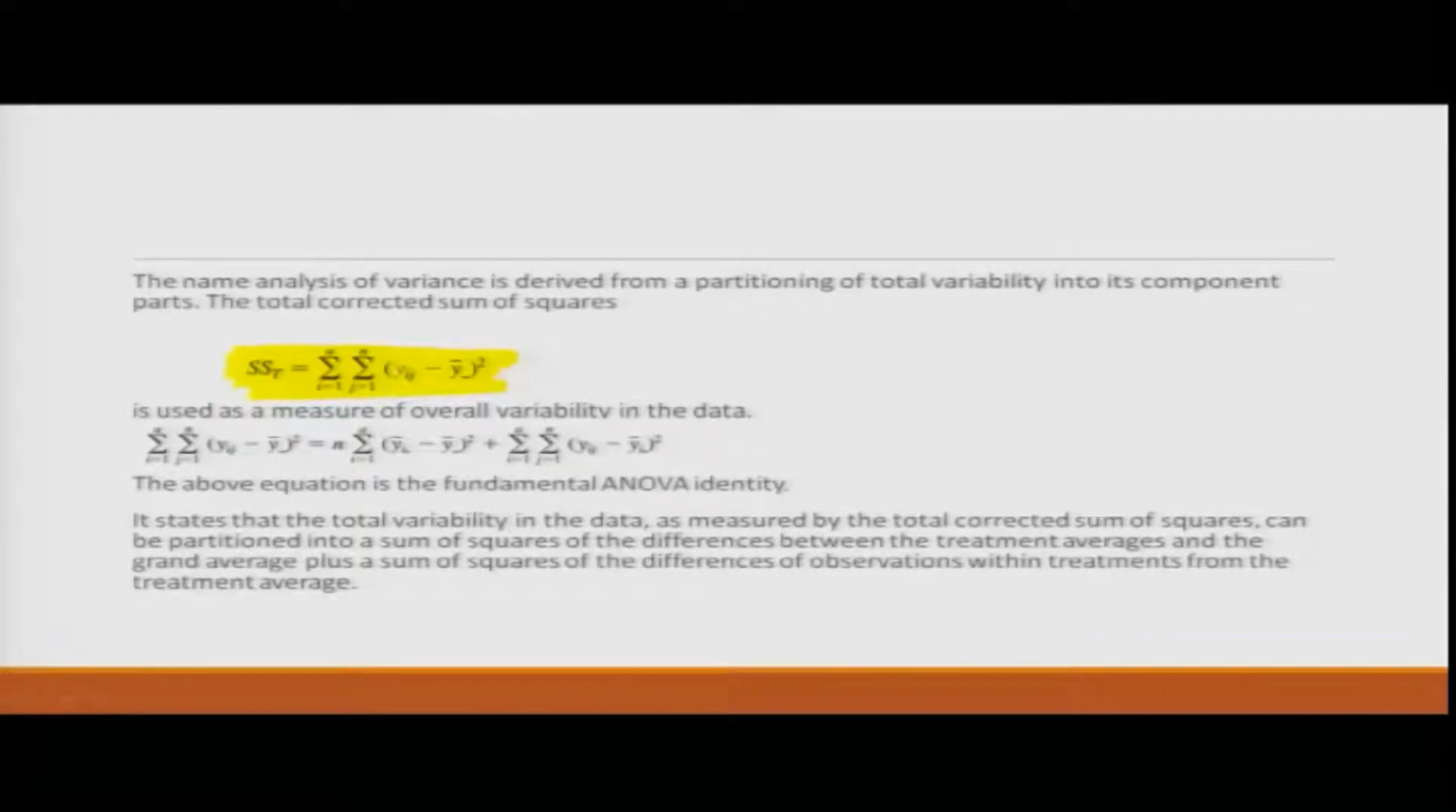So, if you find out the sum of the totals of the squares, so you add them up, square them up, and sum them up for all the values changing from i equal to 1 to a and j equal to 1 to n, it is used as a measure of the overall variability in the data. So, if you expand that, this term basically has two components.